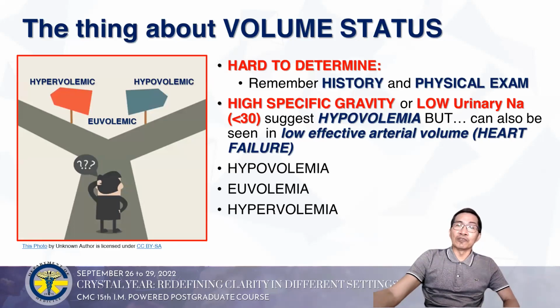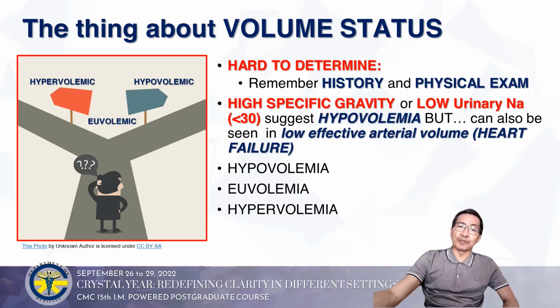Now, we mentioned volume. The problem with volume as far as hyponatremia is concerned is you have to determine whether they're hypervolemic, euvolemic, or hypovolemic. But this is very hard to determine. Hence, the importance of the history and physical examination of our patients.